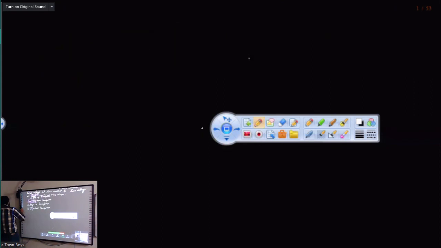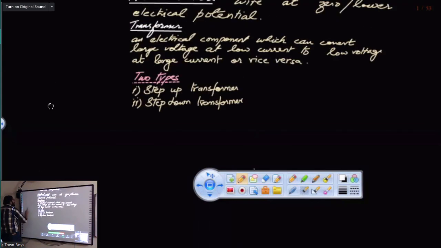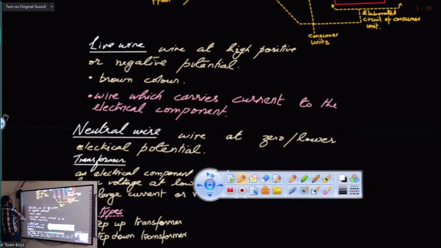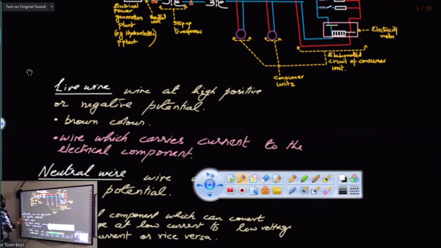so that we come to the introduction of practical electricity, that how these things are working, how we are using these practical circuits and how this whole thing is working together.